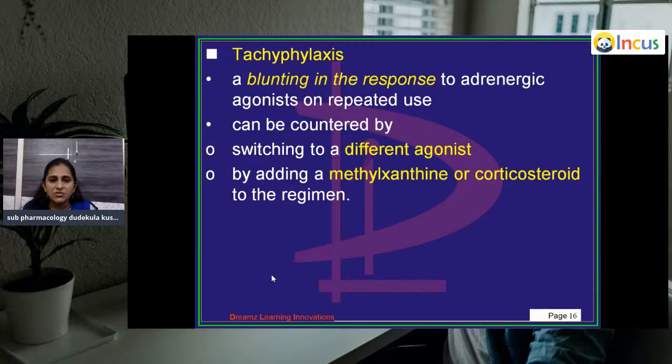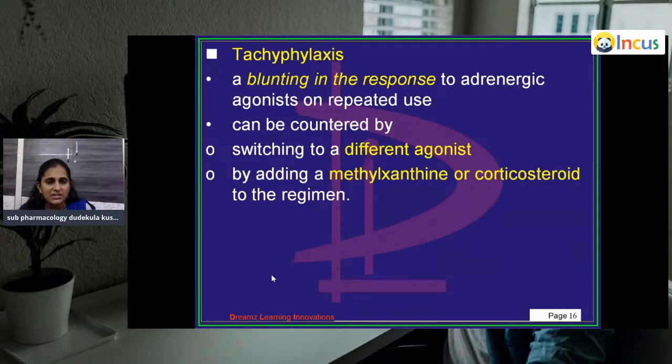When they start using beta 2 agonist drugs, salbutamol puffs, what happens? Once they start using, say, 100 micrograms, the response or the relief they get decreases. In order to prevent this, we have to add methylxanthine or corticosteroid.